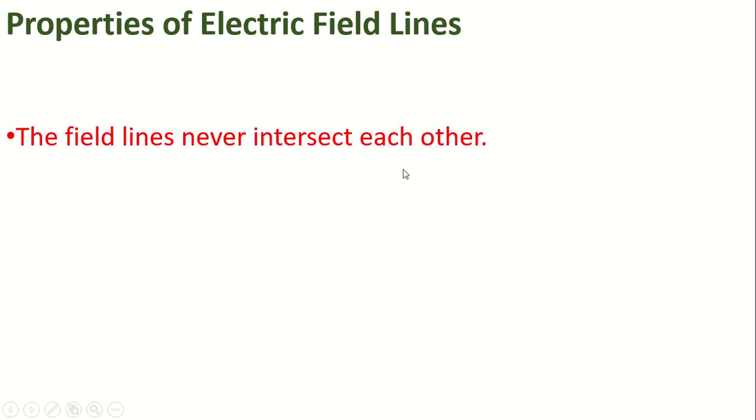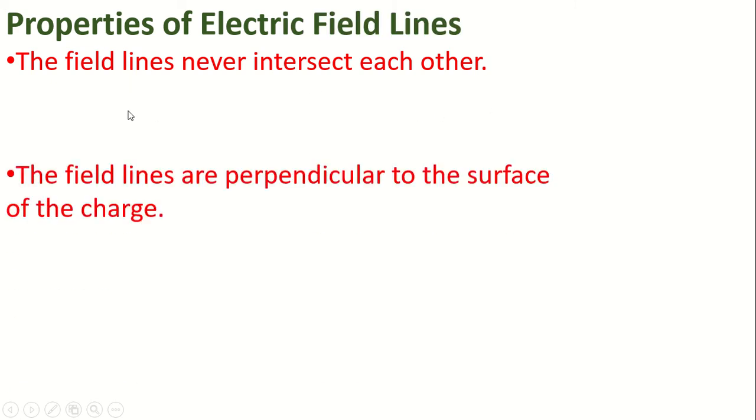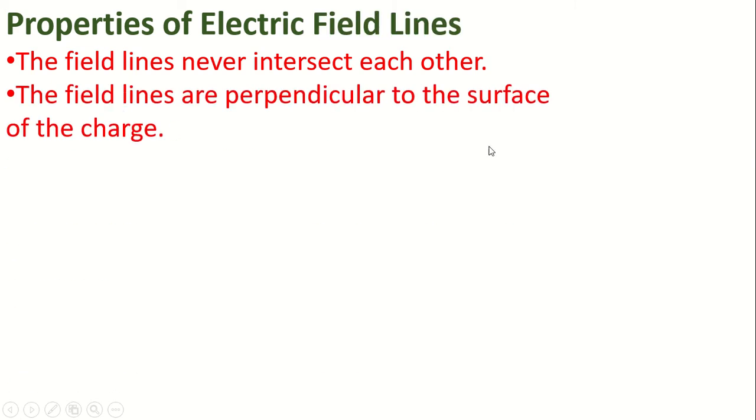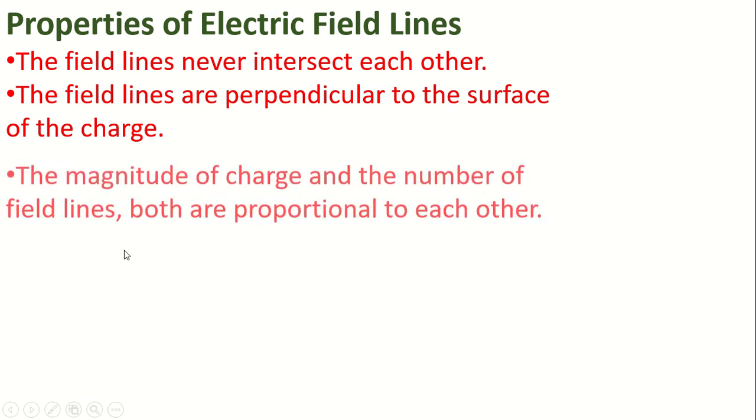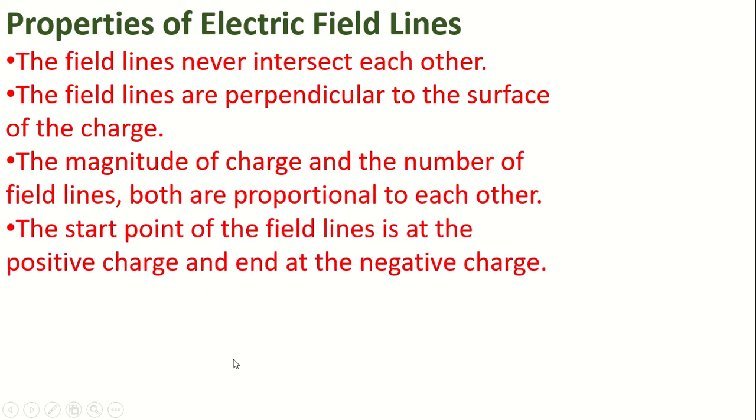Now, properties of electric field lines. We have already seen electric field lines, that is, imaginary lines along which a unit positive charge moves in an electric field. The field lines never intersect each other. The field lines are perpendicular to the surface of the charge. The magnitude of the charge and the number of field lines are proportional to each other. The start point of the field lines is at the positive charge and they end at the negative charge.